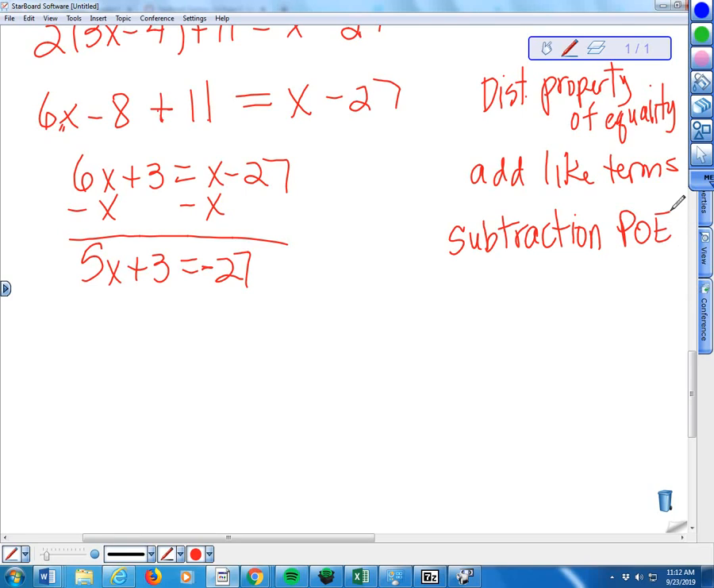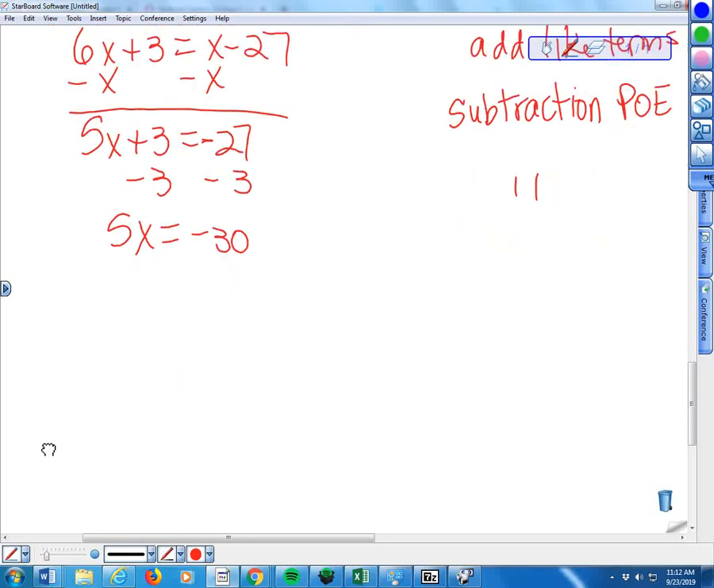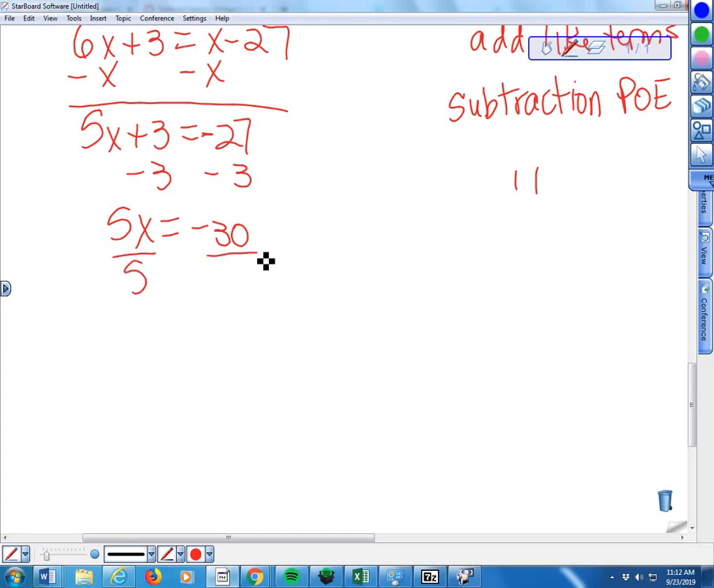Now what do I do? I'm going to subtract 3. Divide by 5. Same reason, right? Let's do that. This is division property of equality. Okay, now I get x equals negative 60. So that's how I would do a 2-column proof for a simple algebraic equation.